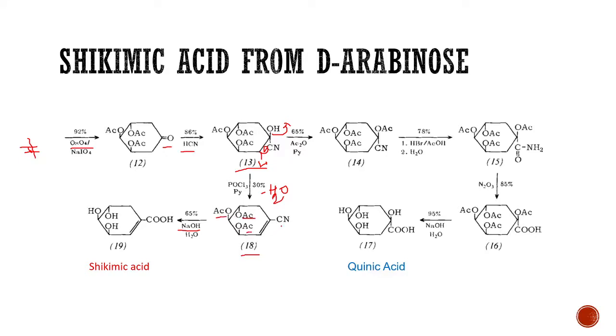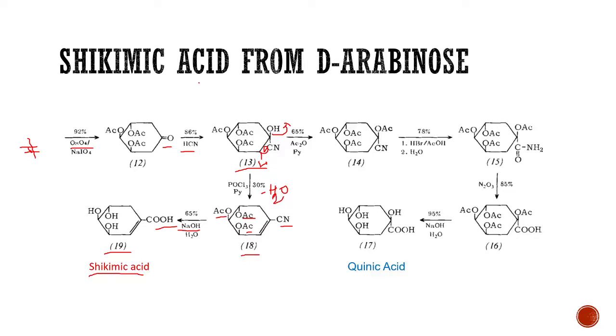This triacetyl shikimonitrile, when treated with NaOH, will hydrolyze the acetyl groups and also hydrolyze the CN into COOH. Once this hydrolysis has taken place, we get three OH groups and one COOH group with the double bond. So the compound number 9 is nothing but shikimic acid. Friends, this is a very nice synthesis of shikimic acid from d-arabinose.